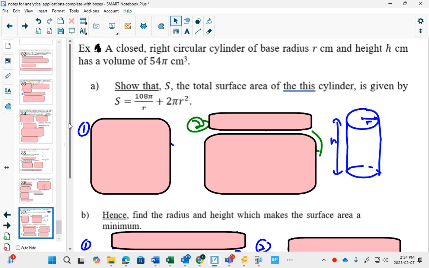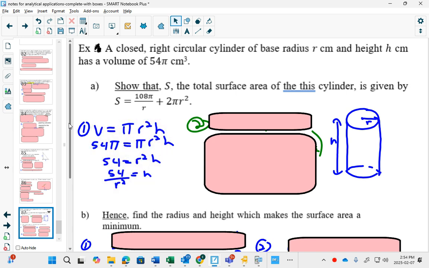So here, we've got a cylinder with radius r and height of h, and they tell us the volume. They want us to show that the surface area would be this, because later, if you wanted to find the surface area to be a minimum, you need that equation with just one variable. So how do we get the surface area to look like this? Well, we know our volume. We know our surface area formulas.